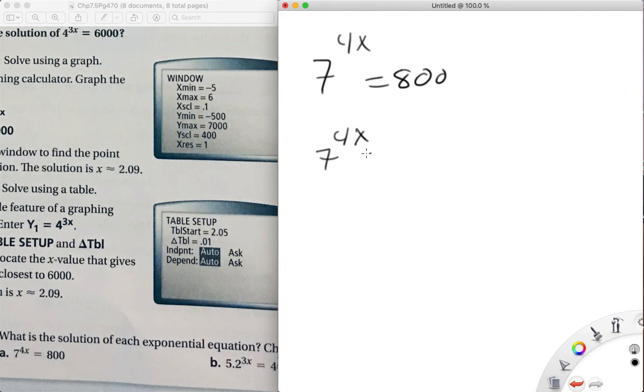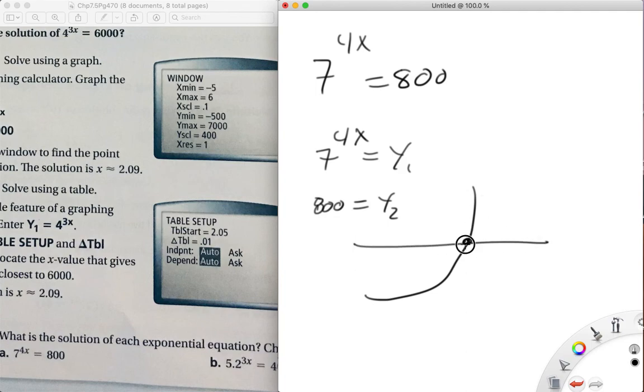And then we'll say that equals y sub 1. Then we're going to have a second one, and that's 800 equal to y sub 2. So this is a horizontal line. You're going to have an exponential growth curve like this, and some horizontal line, and their intersection is the solution. All right, their intersection is the solution.